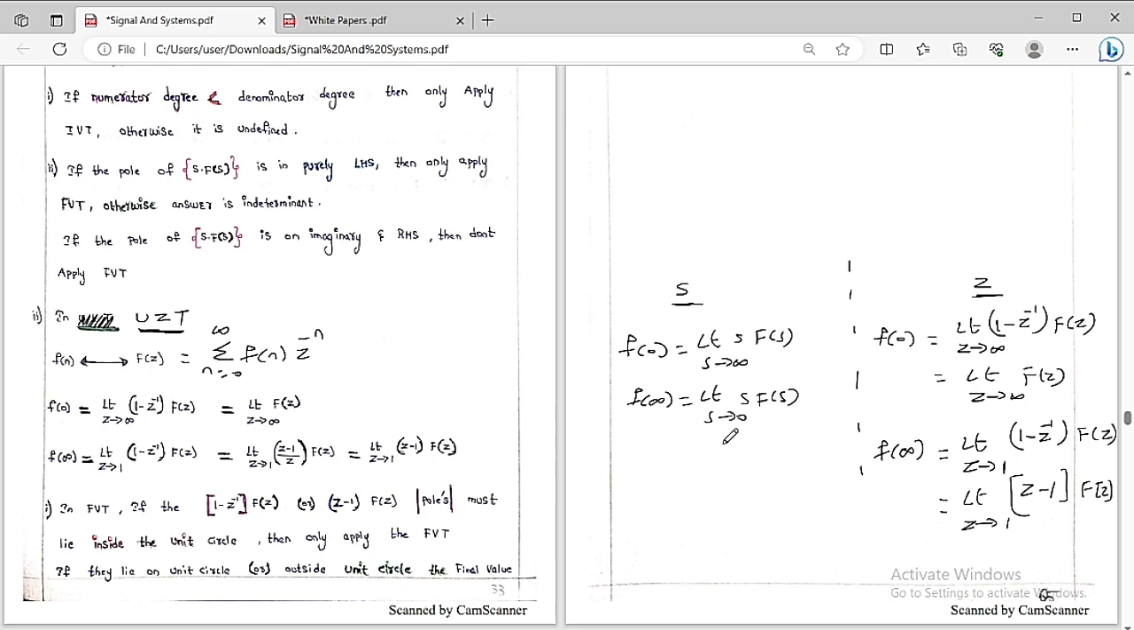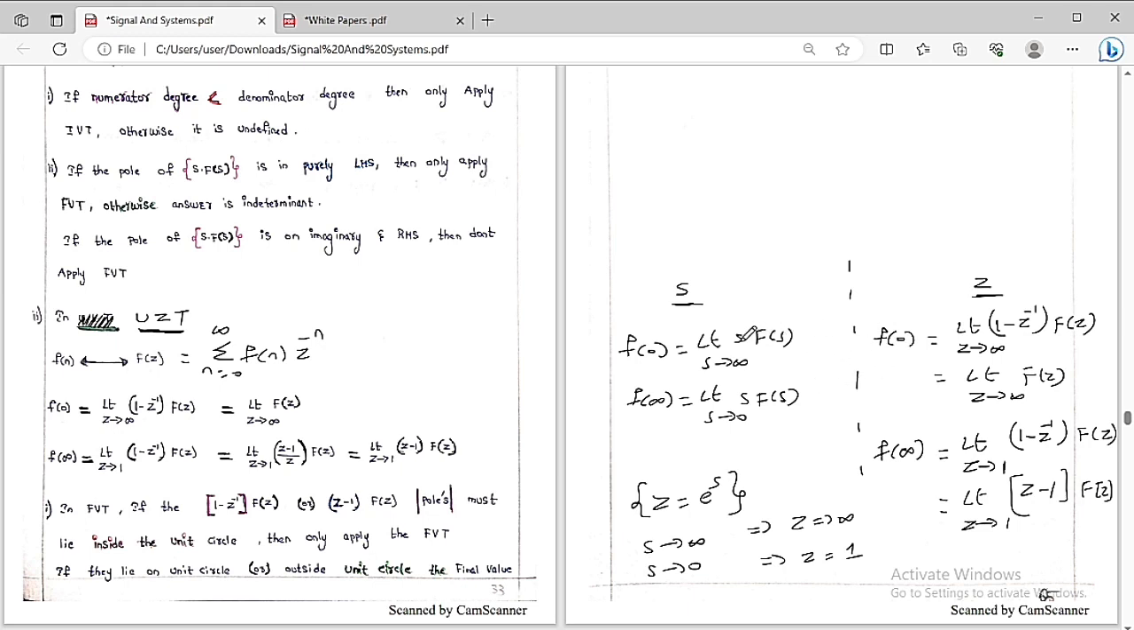See, I already told you, here z is nothing but e to the power of s. Suppose if s tends to infinity, then z also tends to infinity. Suppose if s tends to 0, then z tends to 1, right? So with the help of this relation, that is e to the power of s, you can see the formula is the same. The nature of the formula is the same.